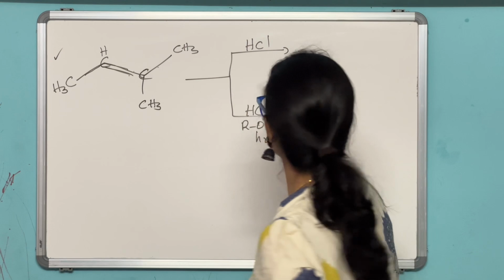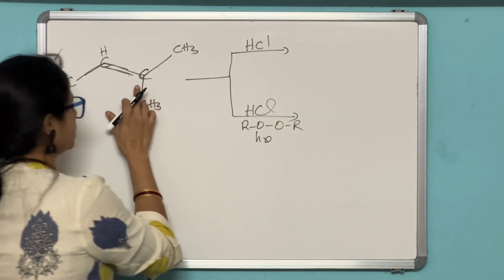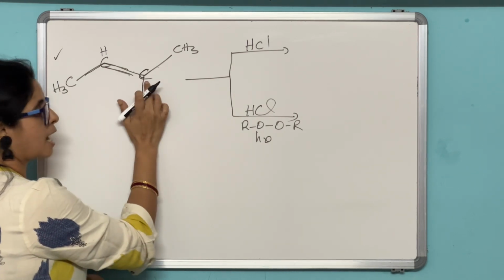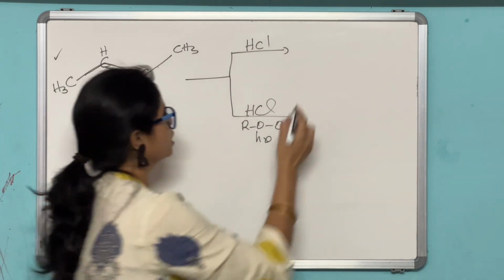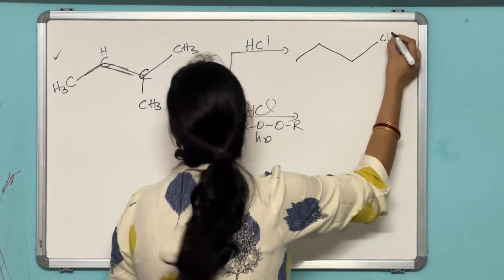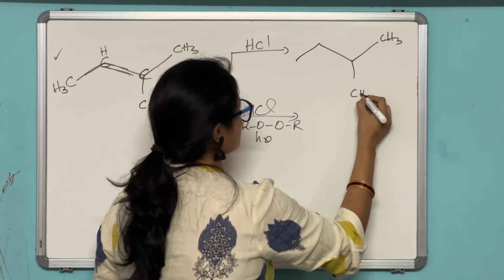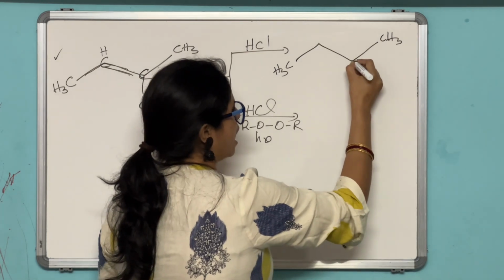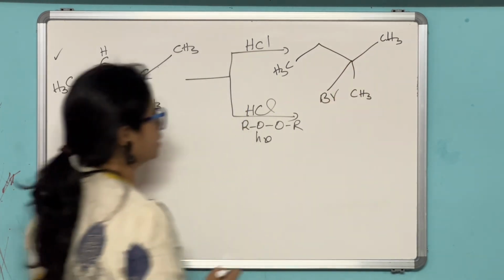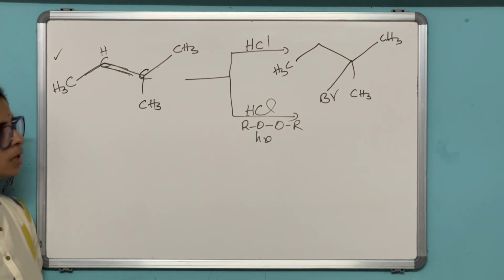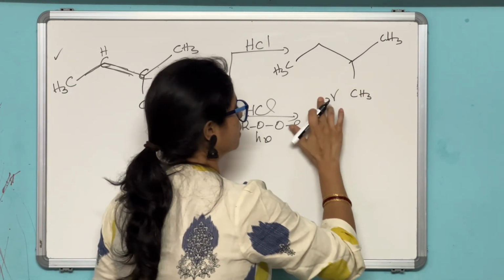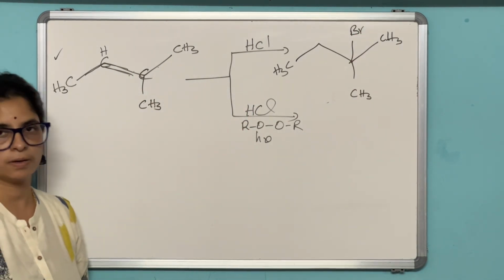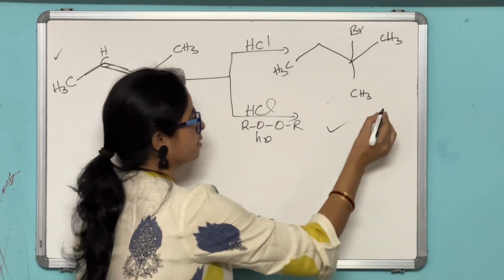So how to write the product? Simply here Markovnikov's rule: the negative part is added to the carbon containing less number of hydrogens. Among these two, this carbon has less number of hydrogens when compared to this one. So here is your CH3, here is your CH3. You just remove that pi bond, add hydrogen here, and Br at this carbon. Okay, and here also you will get the same product.